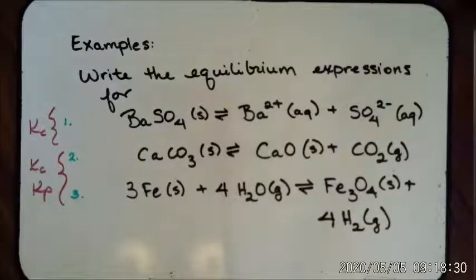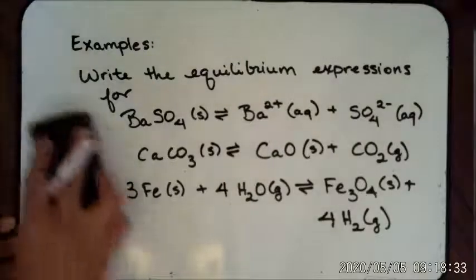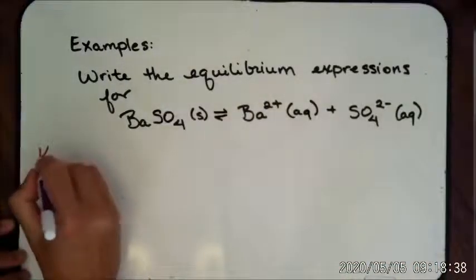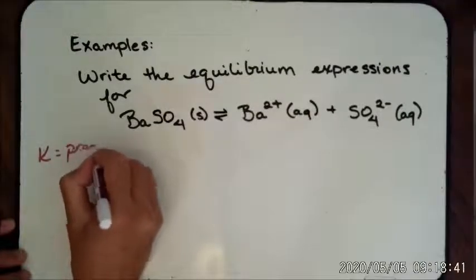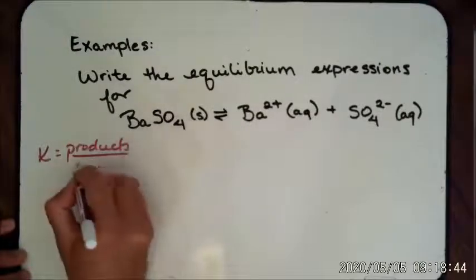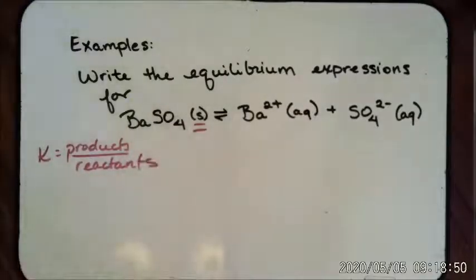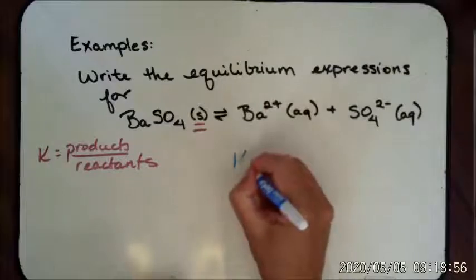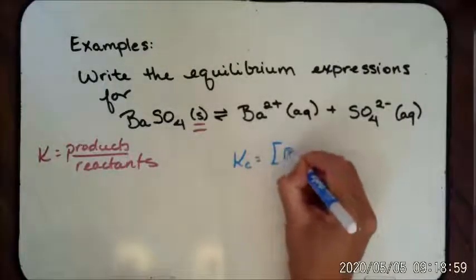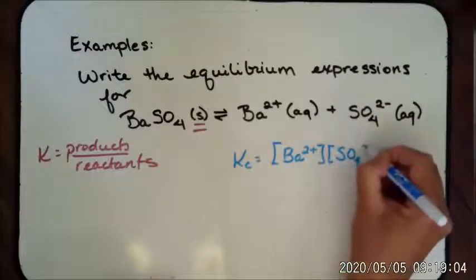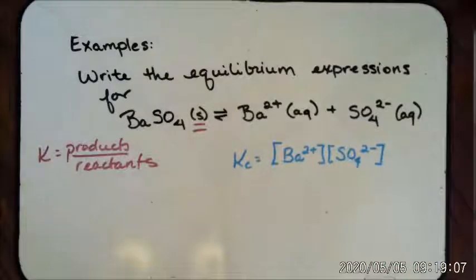Alright, so let's do the first one. Remember, it's products over reactants. But notice I have a solid, so that's not going to be incorporated into our expression. So what we would have is Kc is equal to my barium ion concentration times the sulfate ion concentration.